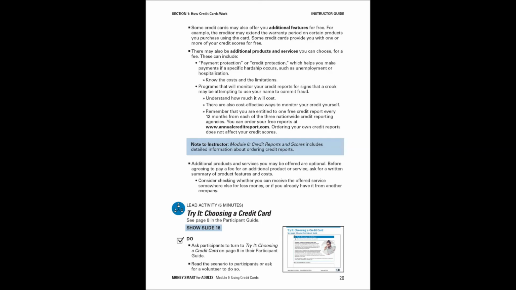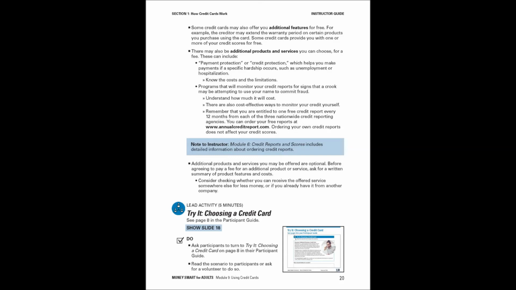There also may be additional products and services that credit cards offer for you to choose from: payment protection, credit protection, credit monitoring programs, and of course, the encouragement to review credit reports. And by the way, Module 6, Credit Reports and Scores, includes detailed information about ordering credit reports. So you may want to refer to that, or include that in this training to help your participants really understand that. Additional products and services that may be offered are optional. So again, make sure participants know that all of these things are to be considered when choosing a credit card.